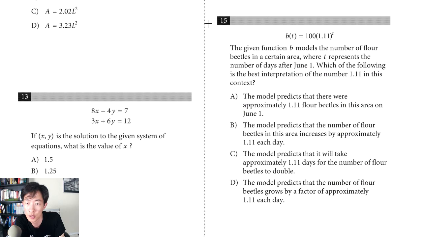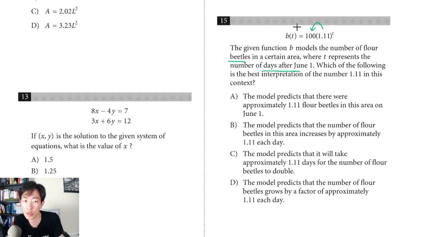Question 15, the function b models the number of flower beetles in a certain area, where t represents the number of days after June 1st. Which of the following is the best interpretation of the number 1.11 in this context? So just by looking at this, I know that the number 1.11 means that the number of beetles is going to grow by 11% each day, or said more simply, it means that each day you're multiplying the original population by 1.11, so that's kind of like the growth factor.